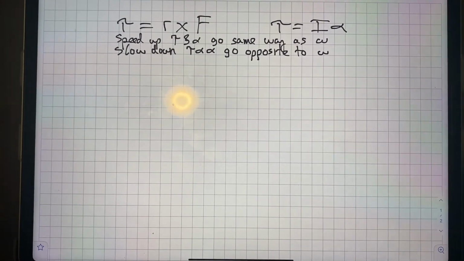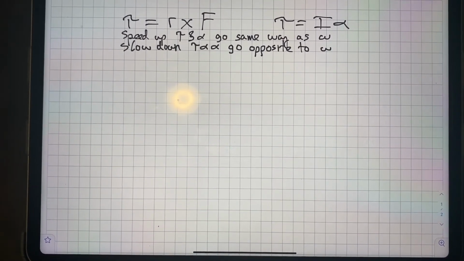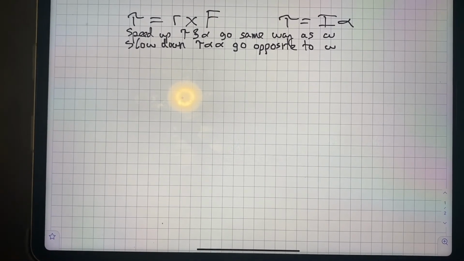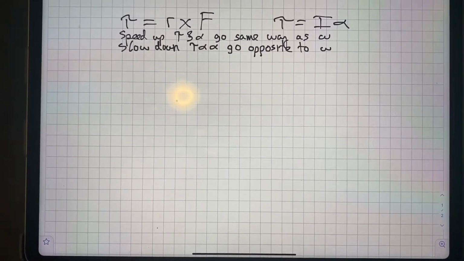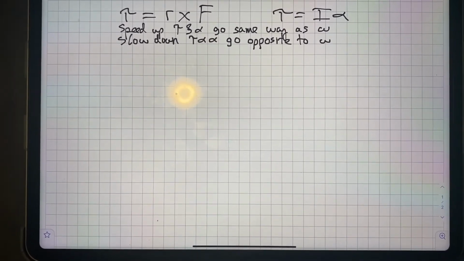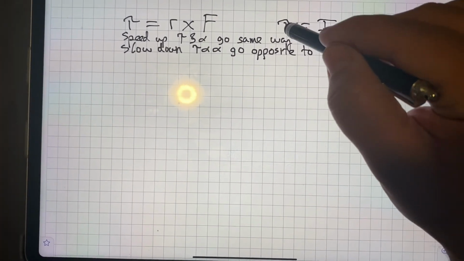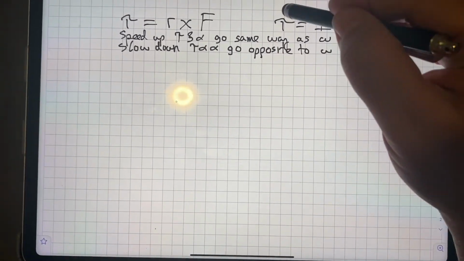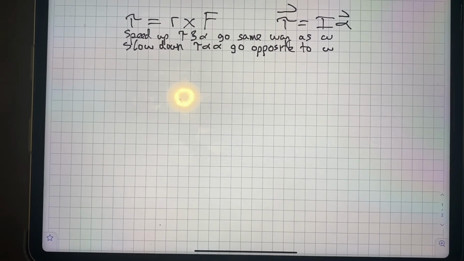Realize that friction is what causes torque on a rolling object. Now, the friction, like I said, either goes with the rolling object or against the rolling object. How do we figure this out? Well, first thing we know is torque and angular acceleration always have to go together. Those vectors always point the same way.